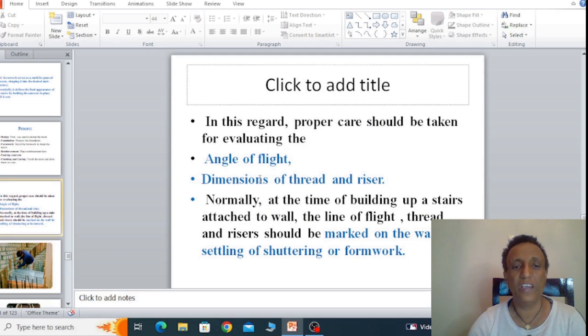In the design stage, angle of flight, dimension of tread, and dimension of riser should be considered properly. Normally, we can make a mark on the wall near the stair to transfer the dimension from the drawing into the ground.